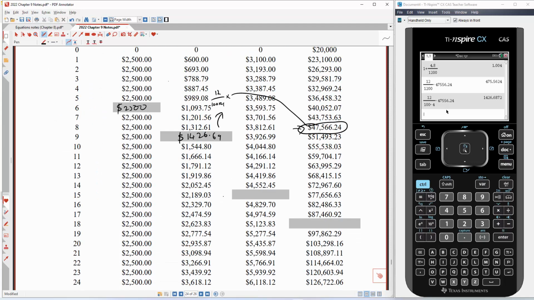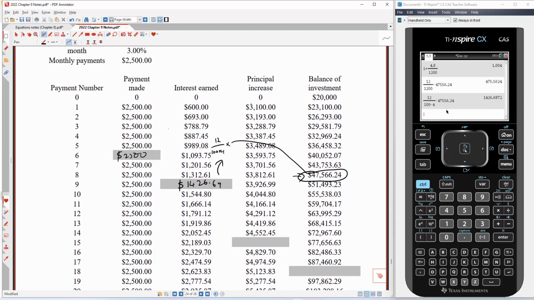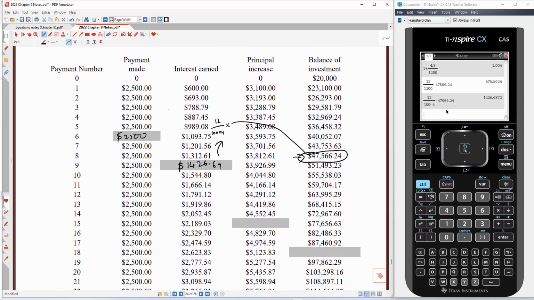Okay, this one here is how much the principal increases by, which will be the payment plus the interest earned. So it's going to be these two added together. All right, so let's do that. 2,500 plus 2189.03. And again, it should sort of fit the pattern. 4689.03. Certainly looks like it.